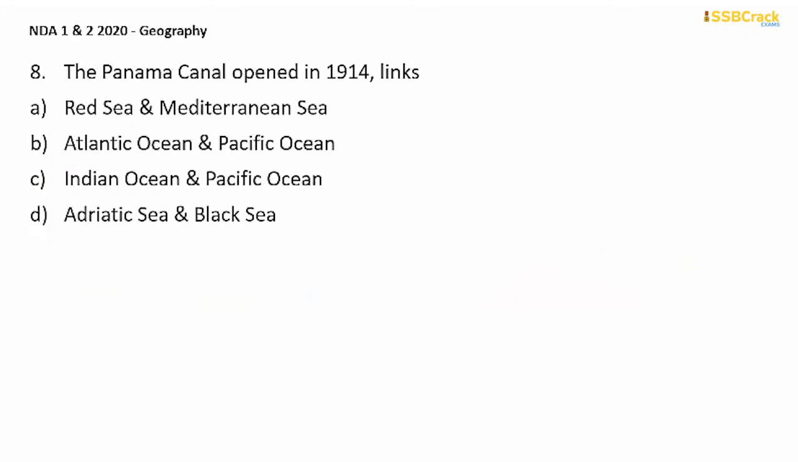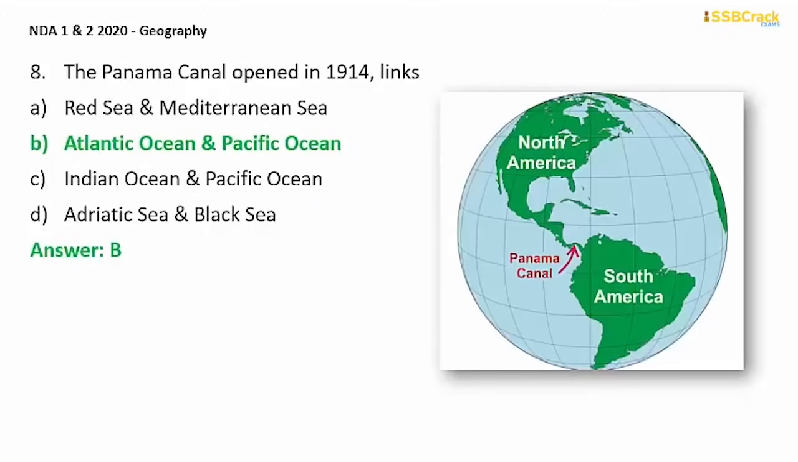Moving on to our next question. The Panama Canal opened in 1914, and you have to tell what it links. The options given are: Red Sea or Mediterranean Sea, or Atlantic Ocean and Pacific Ocean, or Indian Ocean and Pacific Ocean, or Adriatic Sea or the Black Sea. The correct answer to this is actually Atlantic Ocean and Pacific Ocean. So it bridges the gap between the Pacific Ocean on the western side of the American continent and the Atlantic Ocean on the eastern side of the American continent.